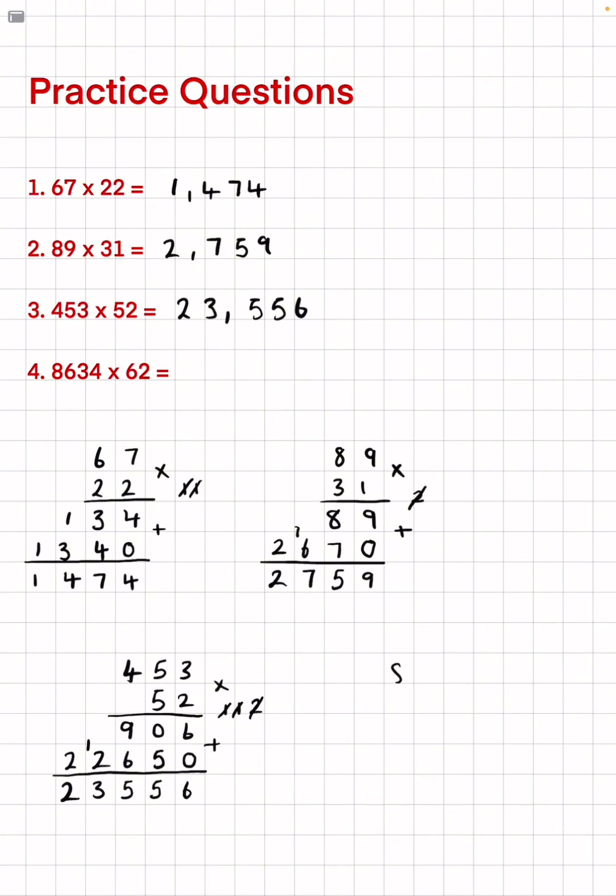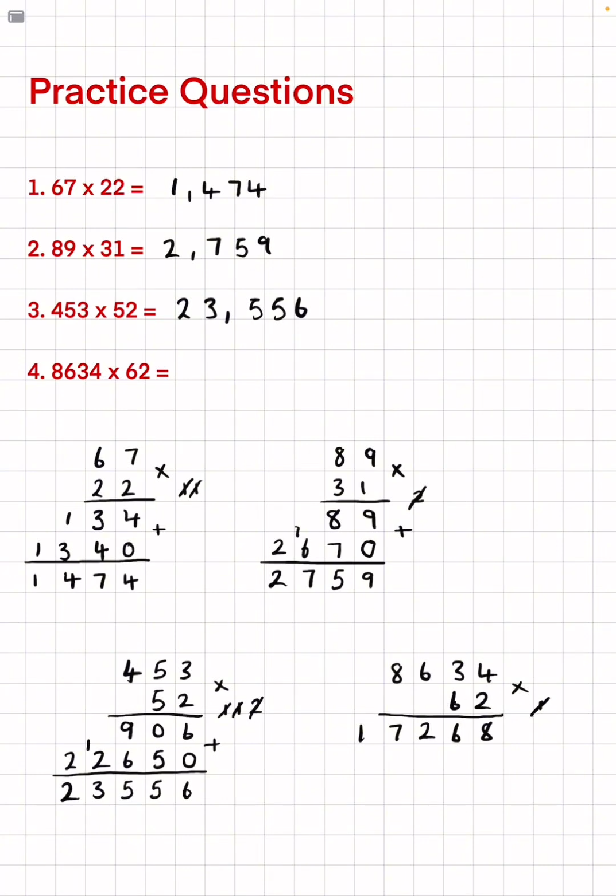The next calculation is 8,634 multiplied by 62. Remember to align the tens and the units. 2 multiplied by 4 is 8. 2 times 3 is 6. 2 times 6 is 12. We put the 2 down, carry the 1. 2 times 8 is 16. Add 1 is 17.